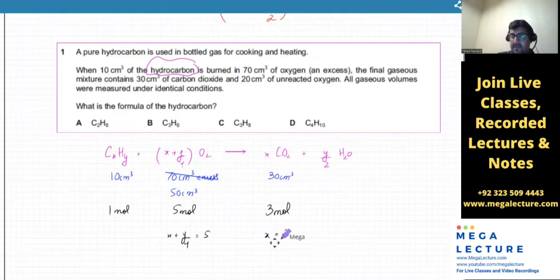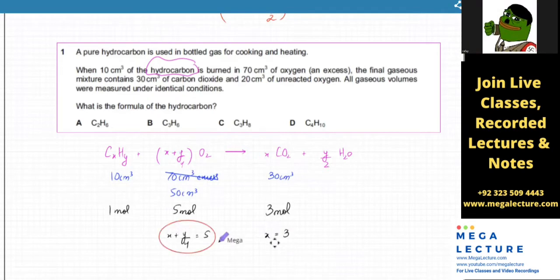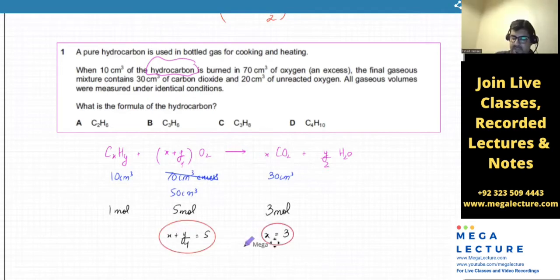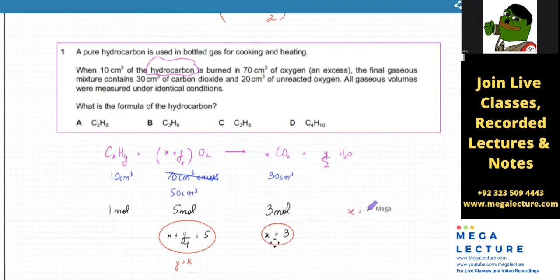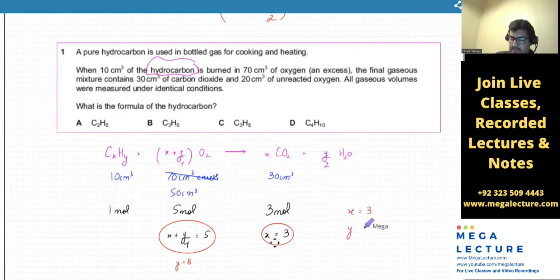And based on this, I figured out what x is. What is the value of 5? 8. Okay, so we can substitute x in the other one, and y would come out to be 8. So the formula of the hydrocarbon is x is 3, y comes out to be 8. So that means CxHy is basically C3H8, right? Is that clear?